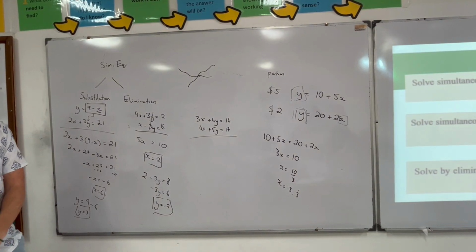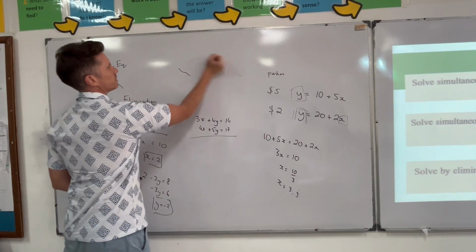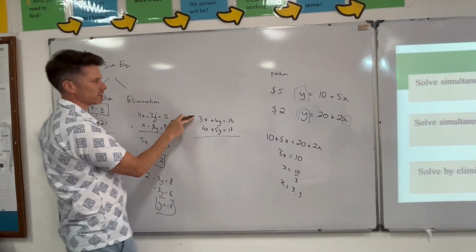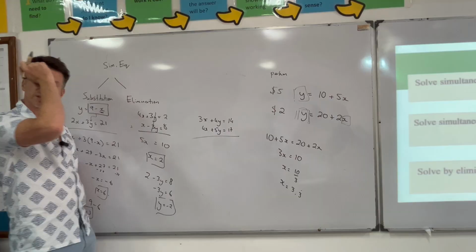Does anyone remember what we do? You make them equal, yeah. So is it okay to times an equation by a number? Like, can I just multiply this by 3? Have I changed it if I multiply it by 3?